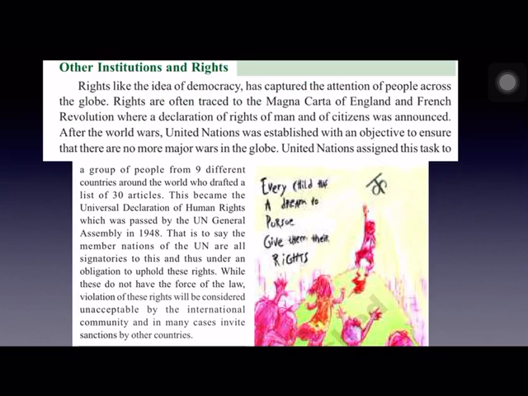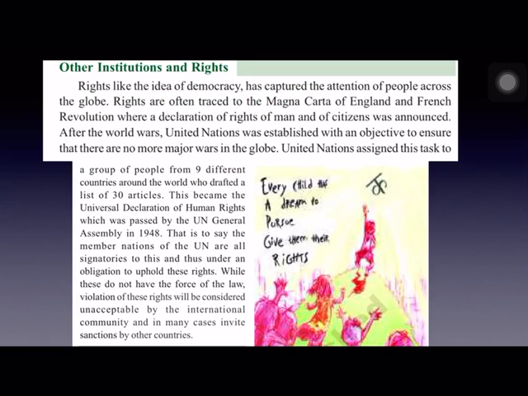Now, other institutions and rights. We can trace the origin of these rights to the Magna Carta of England, and the French Revolution. As you know, after the French Revolution, a Declaration of the Rights of Man and Citizens was prepared. And after the two world wars, UNO was established with the objective of preventing wars in future between the countries.